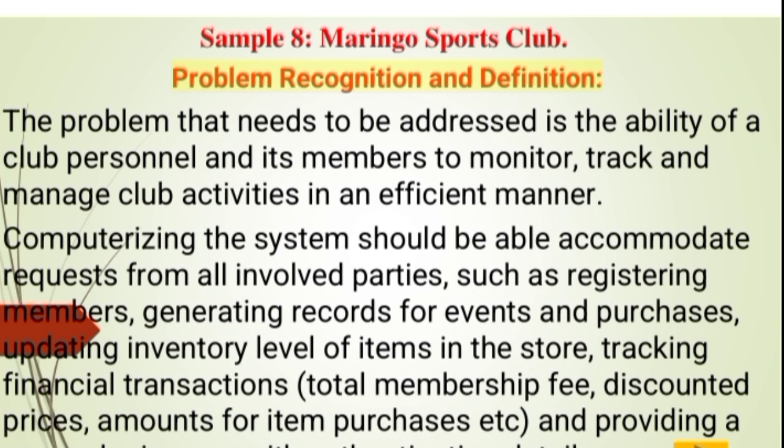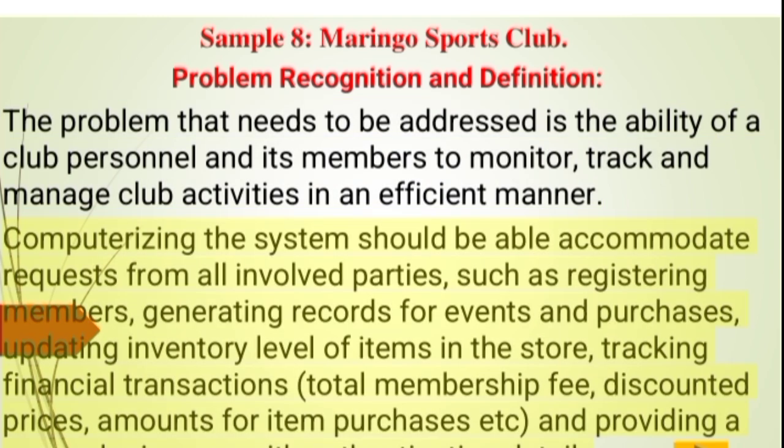Sample 8. Maringo Sports Club. Problem recognition and definition. The problem that needs to be addressed is the ability of a club personnel and its members to monitor, track and manage club activities in an efficient manner. Computerizing the system should be able to accommodate requests from all involved parties, such as registering members, generating records for events and purchases, updating inventory level of items in the store, tracking financial transactions, total membership fee, discounted prices, amounts for item purchases, etc., and providing a secure login page with authentication details.